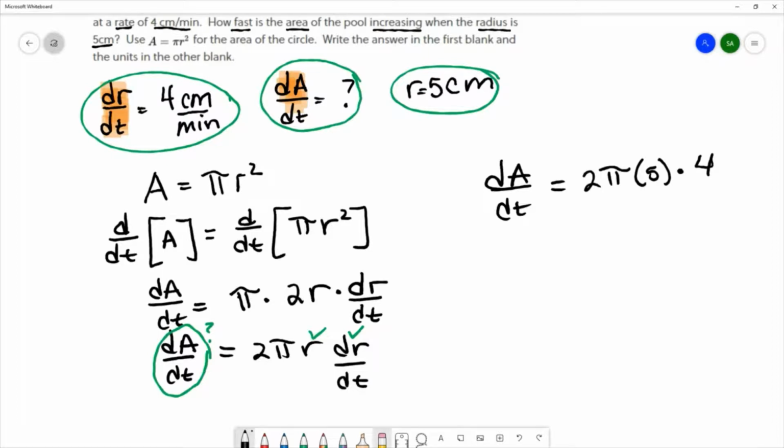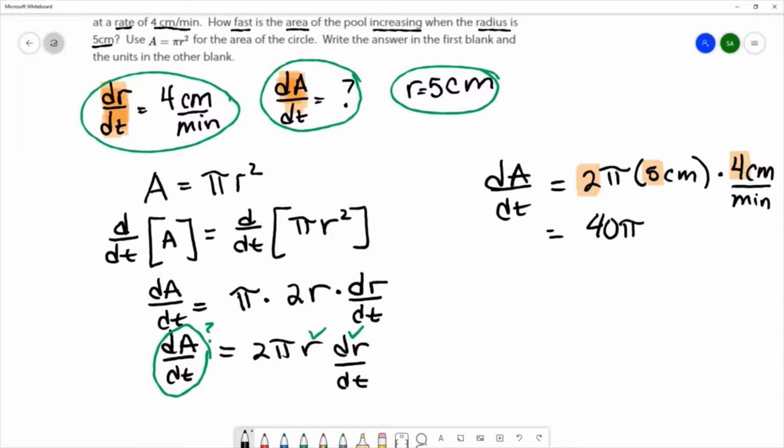And as I do this, I'm going to go ahead and put the units on here so I can keep track of them. This is 5 centimeters for the radius. And for the rate that the radius is changing, that's 4 centimeters per minute. So I'm going to multiply. I've got 2 times 5 is 10 times 4. That's 40, and I still have that pi there.